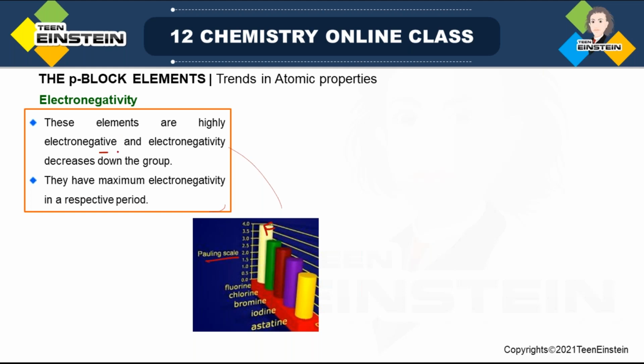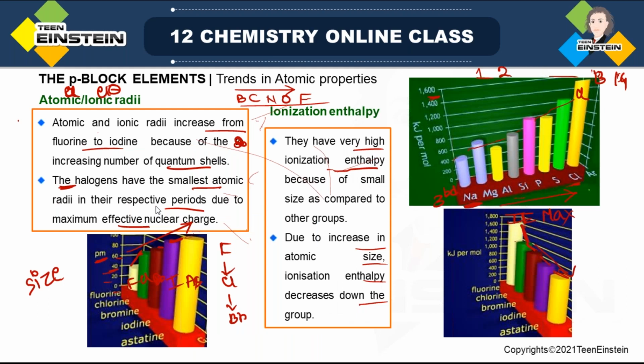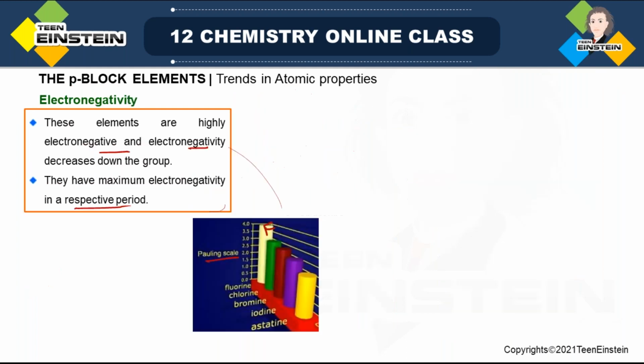These elements are highly electronegative, and electronegativity decreases down the group, because when we are moving down the group from F to Cl to Br and so on, metallic properties increase. That means electronegativity will decrease. And if you consider the respective period, just consider the previous example, the green graph. In this particular period, maximum electronegativity will be for chlorine. So that is mentioned here.